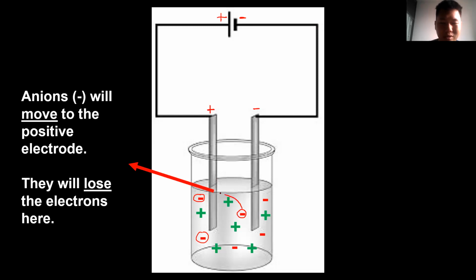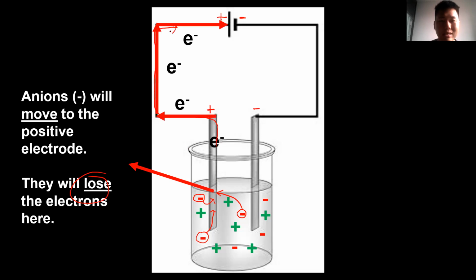So all the anions will move to the positive electrode. And when they move to the positive electrode, they don't just gather there. What they do is they lose electrons at the positive electrode. So you can expect these negative ions, known as the anions, moving to this positive electrode, and they lose electrons. So these electrons will move up over here.